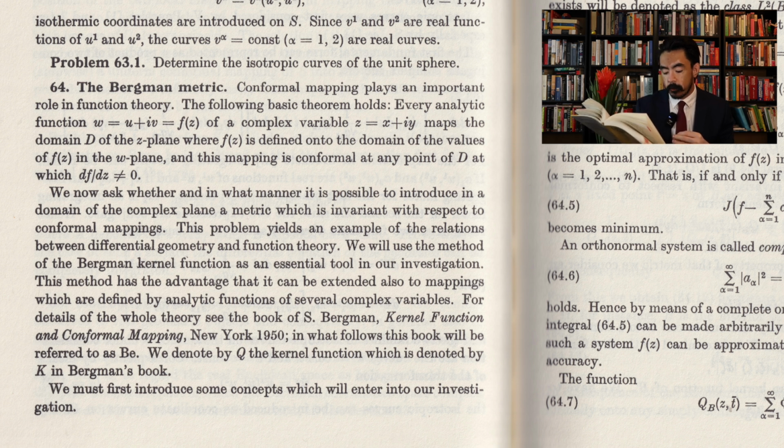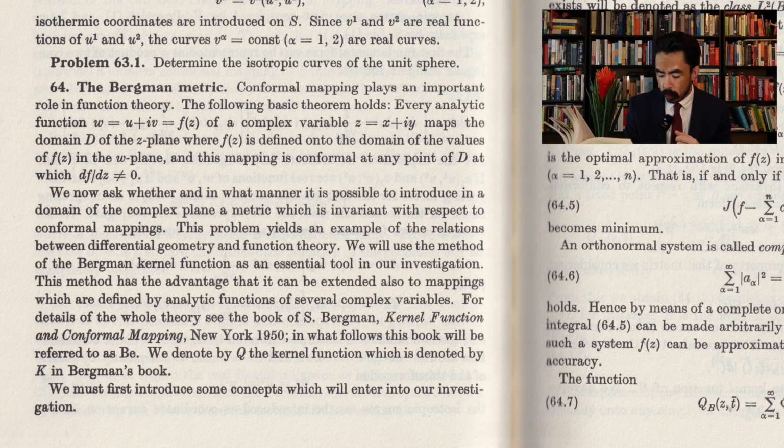For details of the whole theory, see the book of Stefan Bergman called Kernel Function and Conformal Mapping, which was published in 1950 and which I'm actually going to skim at the end of this section for details on part of a proof. In what follows, this book will be referred to as BE. We denote by capital Q the kernel function, which is denoted by capital K in Bergman's book.